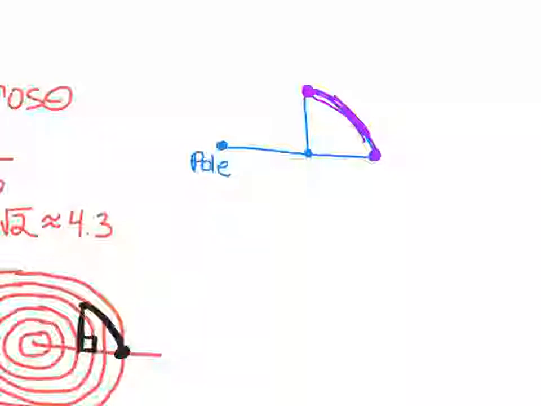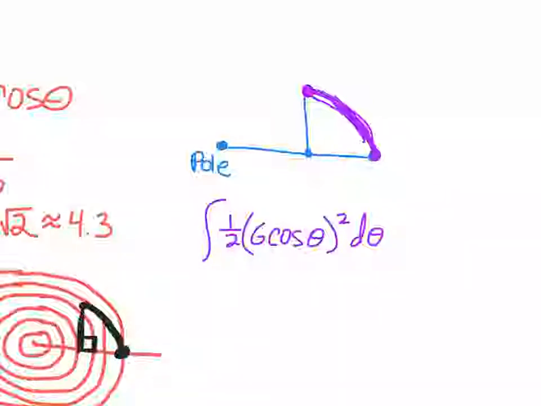All right, so what I'm going to do is I'm just going to say the integral. It's 1/2 r squared d theta. So 1/2 the r, 6 cosine theta. Oh, it's right in front of me. On the interval of 0 to pi over 4. That would be an integral based on the formula, perfectly acceptable.